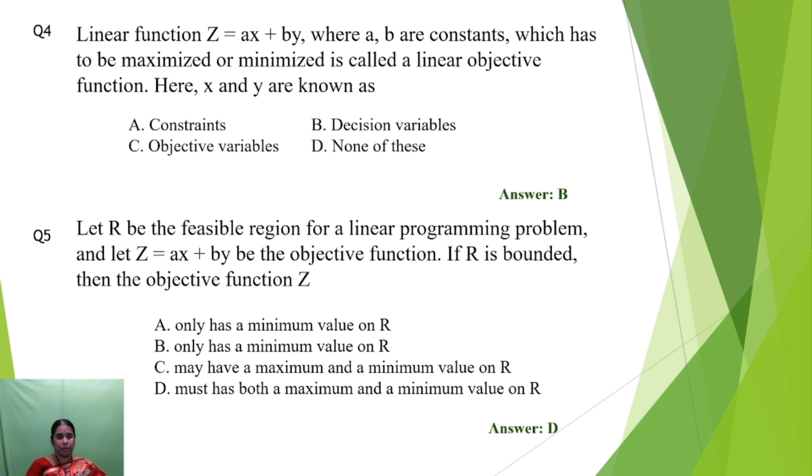Next, question number 5. Let R be the feasible region of a linear programming problem and let z equal to ax plus by be the objective function. If R is bounded, then the objective function is dash. The answer is it must have both a maximum and a minimum value. If R is bounded, then the objective function has both a maximum value and a minimum value.